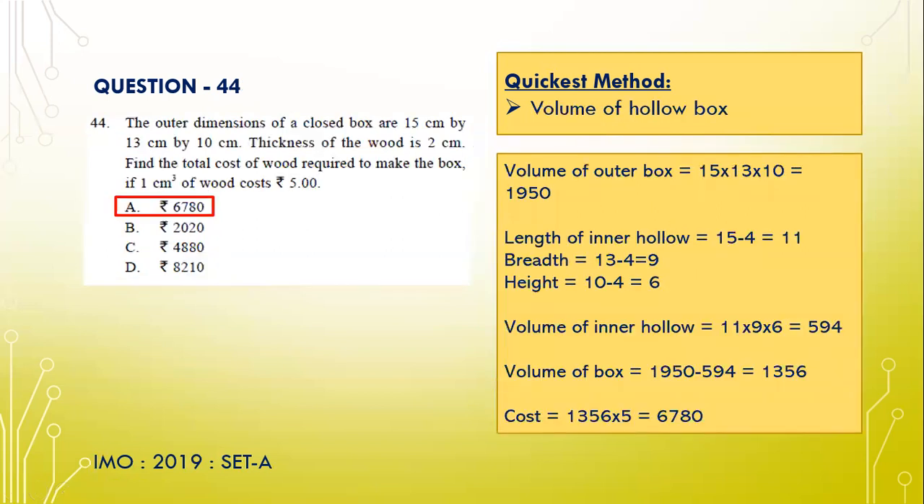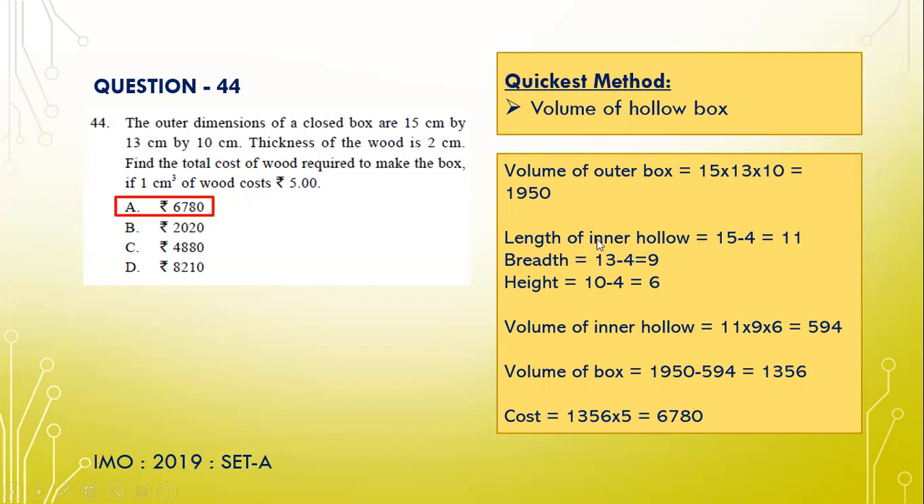The outer dimensions of a closed box are 15 centimeters by 13 by 10 centimeters. Thickness of the wood is 2 centimeters. Find the total cost of wood required to make the box if 1 cubic centimeter of wood costs 5 rupees. So first find the volume of the outer box. Volume of the outer box is 15 by 13 by 10, 1950. This is 1950 cubic centimeters.